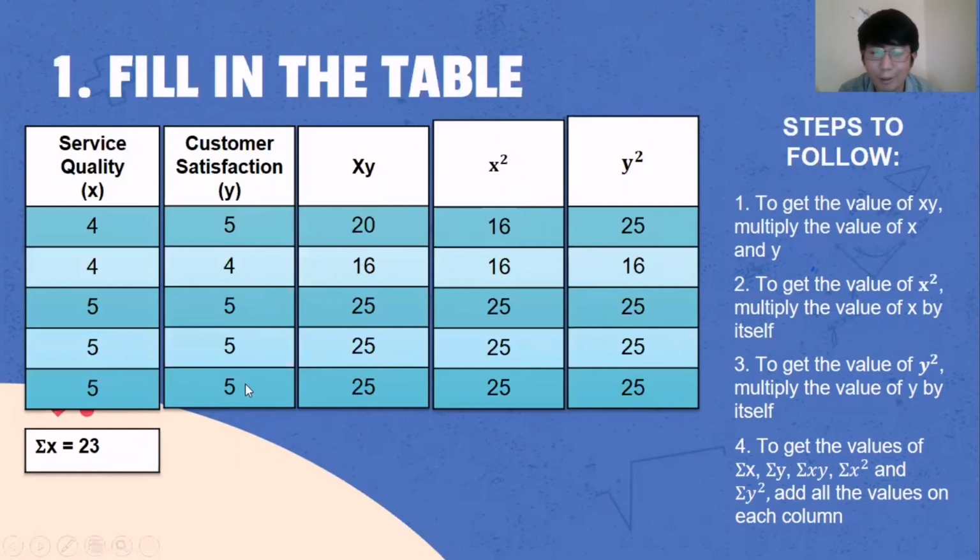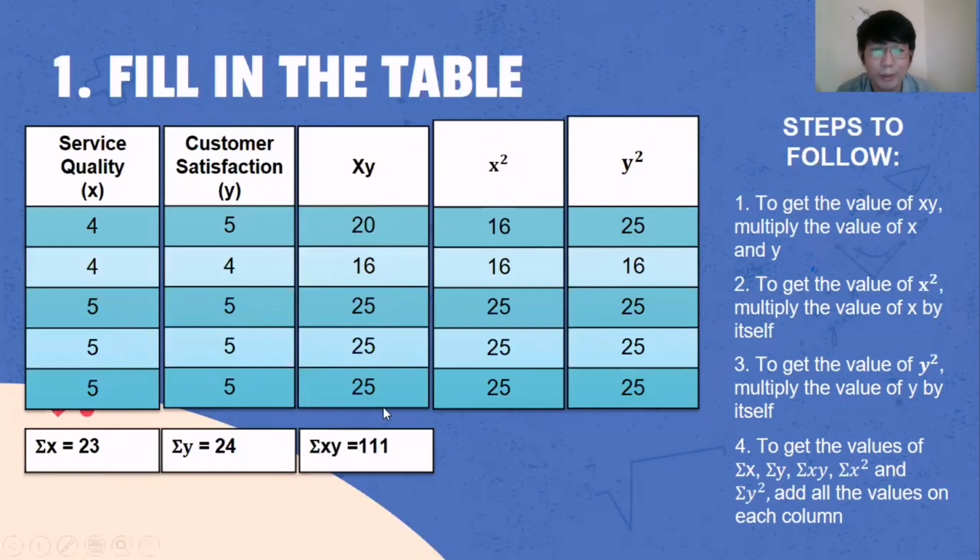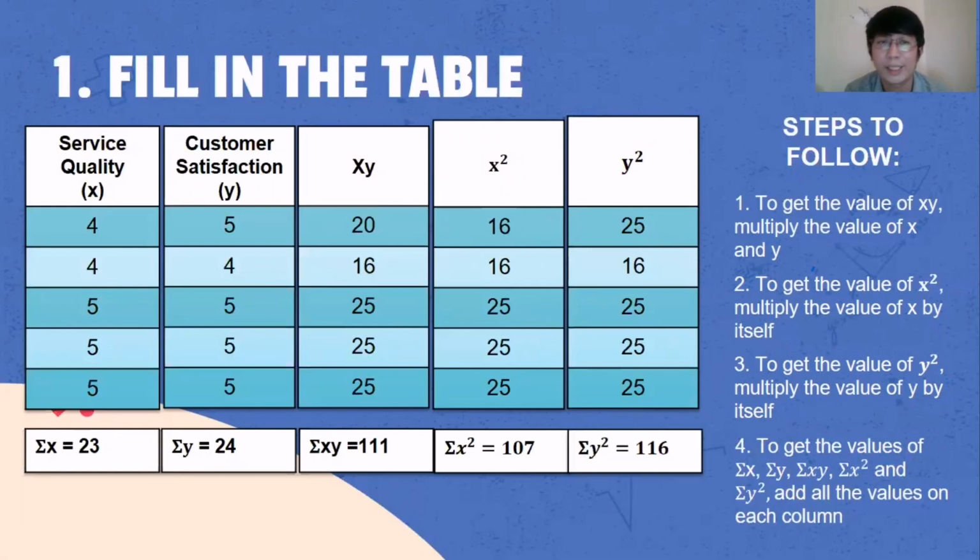You may use your own calculator to check and verify if the answers are correct. 24. 20 plus 16 plus 25 plus 25 plus 25. The answer will be 111. Very good. I hope you can follow. 16, 16, 25, 25, 25. The answer is 107. That's great. Summation of Y squared, that is 25 plus 16 plus 25 plus 25 plus 25, 116.